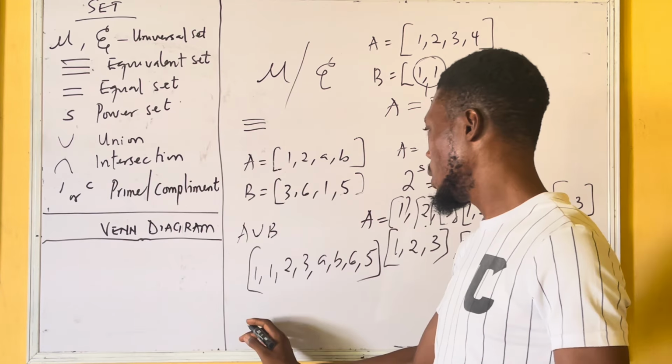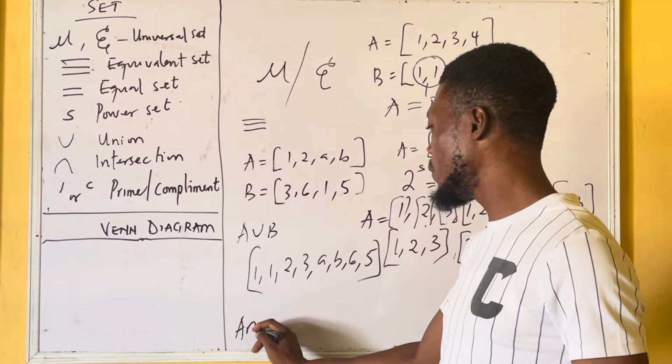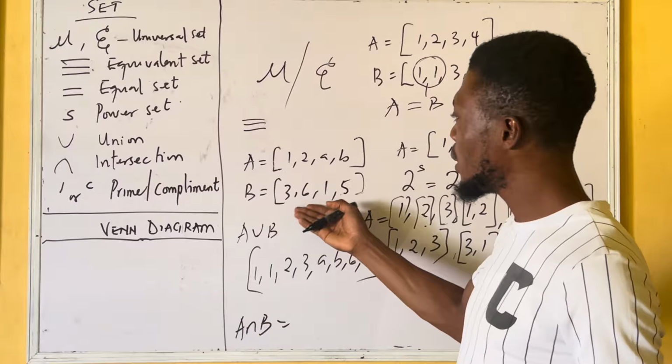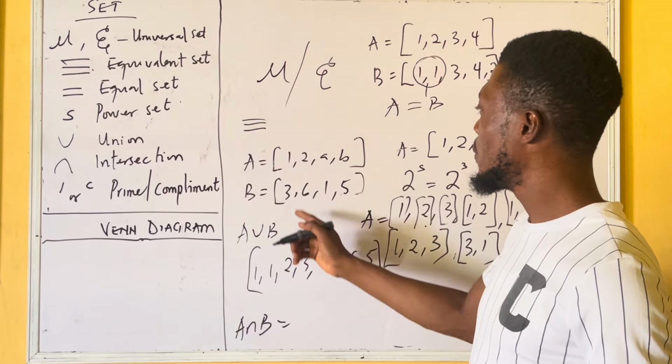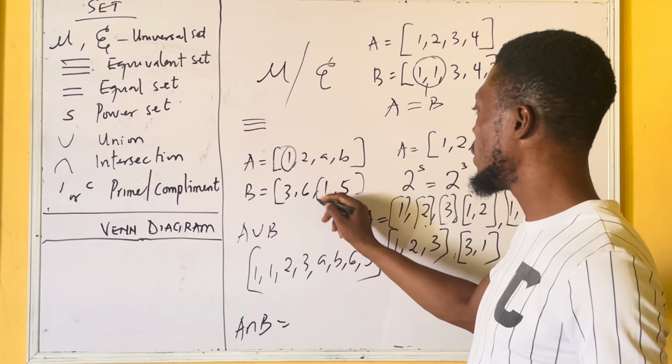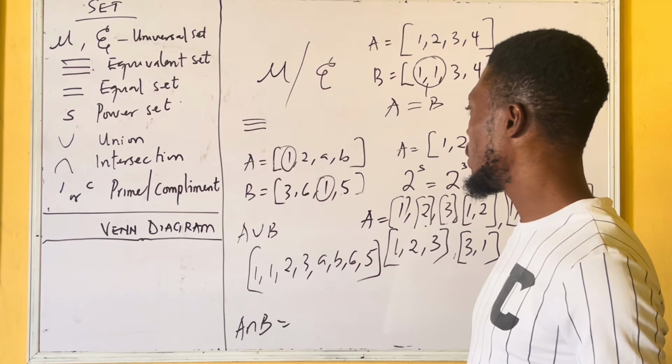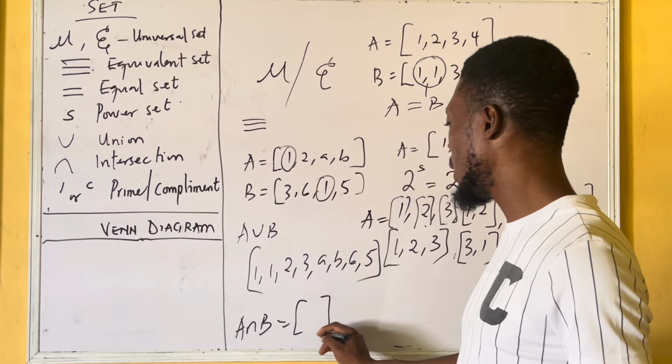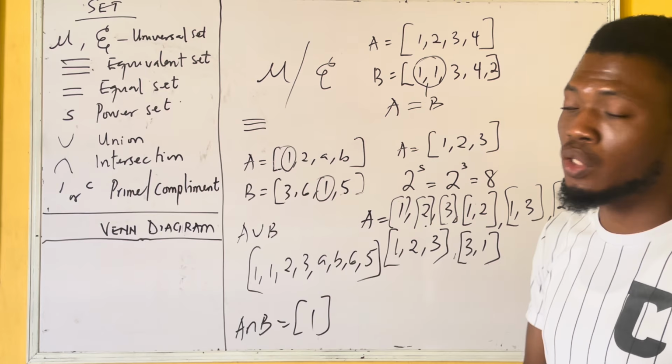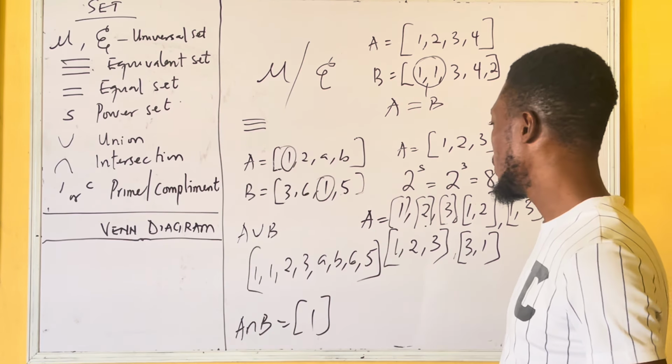Intersection. Intersection means what they have in common. If I want to do the intersection of A and B, I take what they have in common. There's 1 here, there's 1 here. What else? I think that's all. So the intersection of A and B is 1. Because intersection is what you have in common, while union is what you have together.